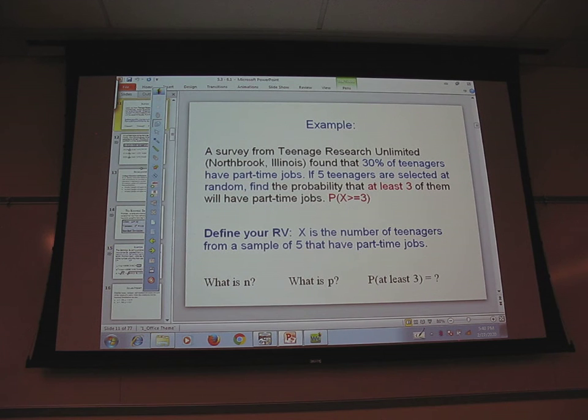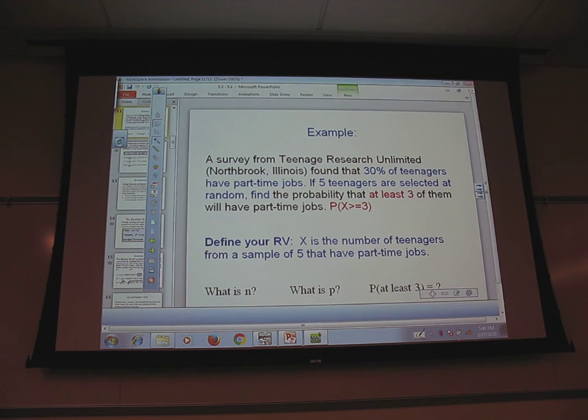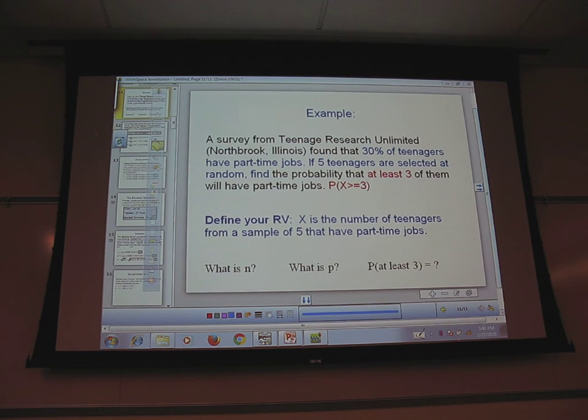Here is an example. Darren, go ahead and read for us. A survey found that 30% of teenagers have part-time jobs. If 5 teenagers are selected, find the probability that at least 3 of them will have part-time jobs. Right. So I'm going to define my random variable as X is the number of teenagers out of the sample of 5 that said yes, they do have a part-time job.